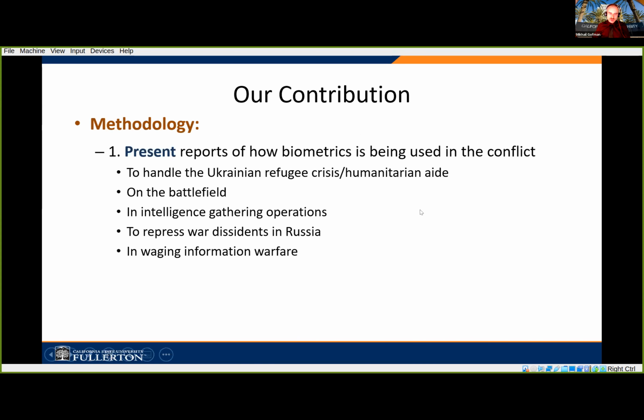Before we present, I would like to share with you the methodology we use in our analysis. First, we begin by presenting all the different reports on how biometrics has been used to handle the Ukrainian refugee crisis and the humanitarian impacts, how biometrics are being used on the battlefield, how biometrics are being used to gather intelligence, how Russia currently is using biometrics to repress dissidents or those who are against the war, and finally, how biometrics is being used in waging information warfare.